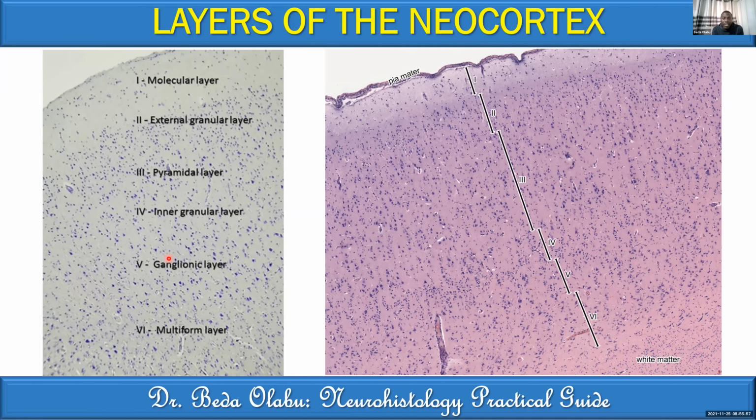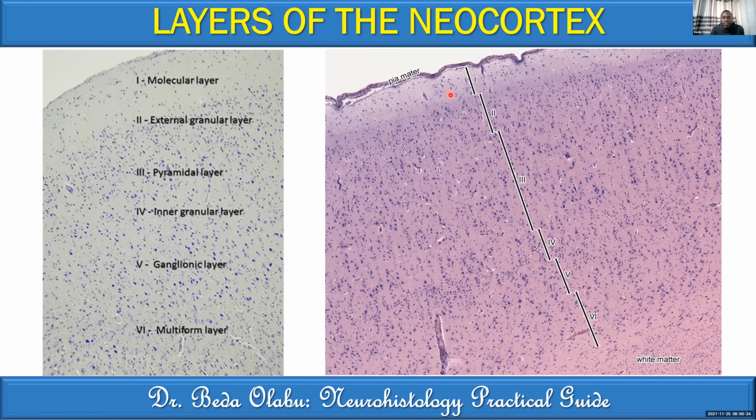The outermost layer from the pial surface is what we call the molecular layer. The molecular layer is a dendritic zone, so it's largely for synapses. We call it the molecular layer or the plexiform layer. So it's largely for synapsing. It's a synaptic zone.